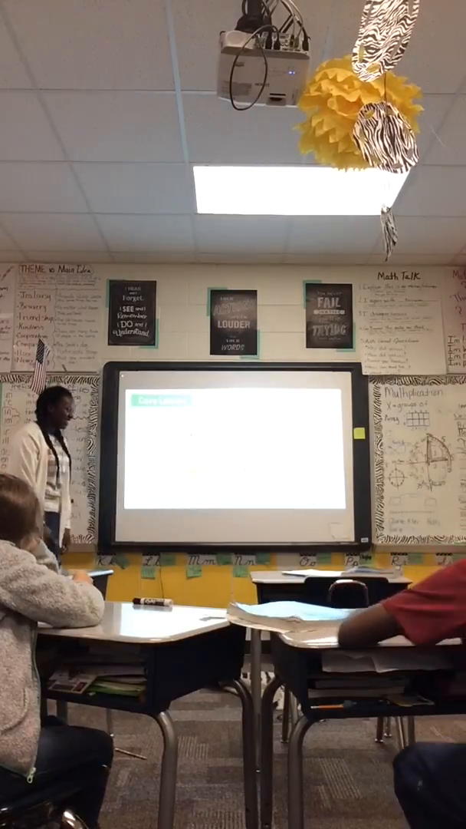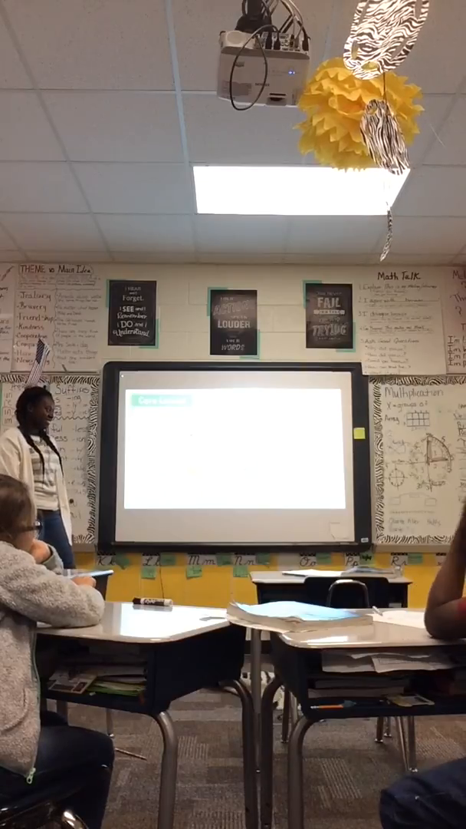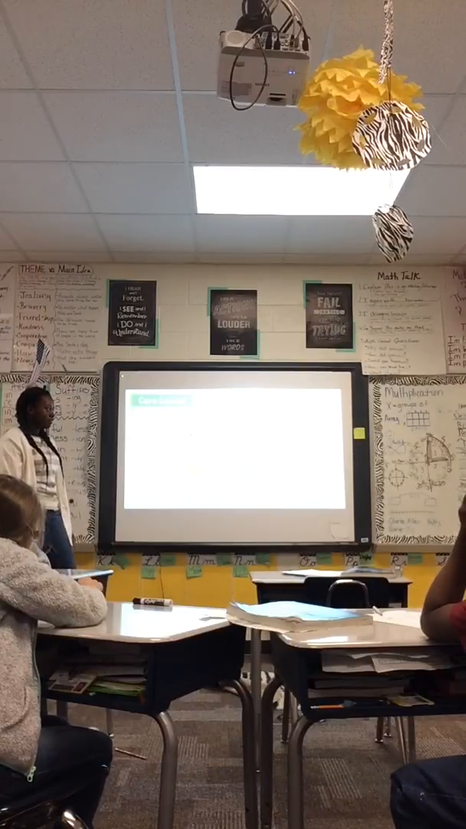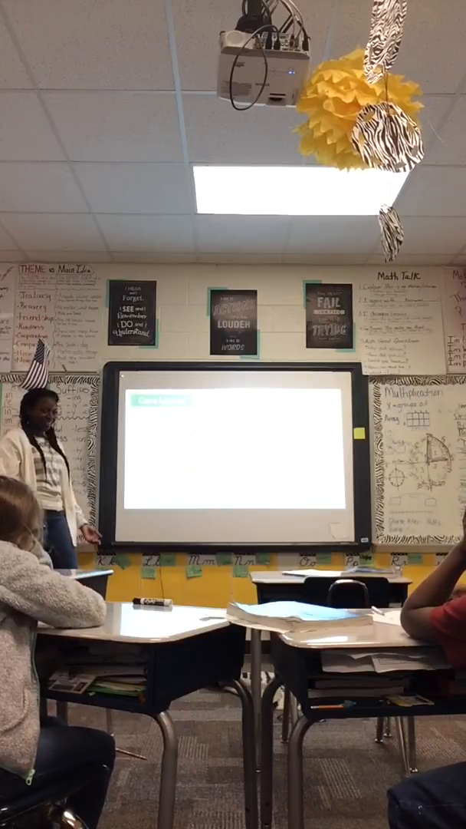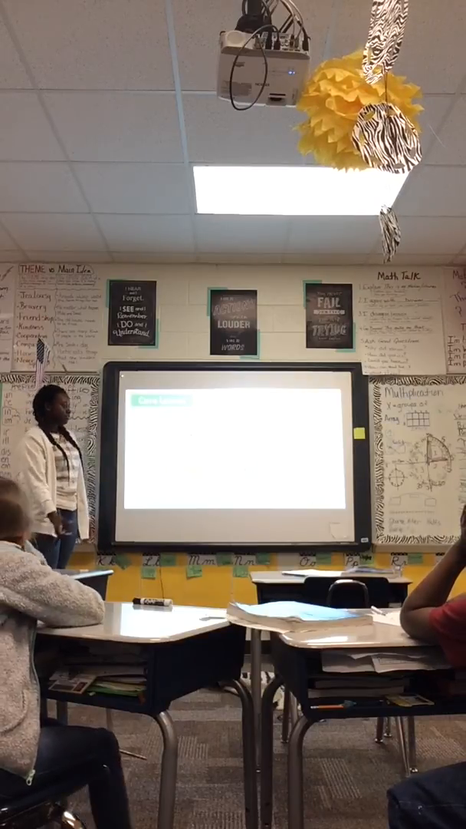Okay, now both sides of the scale are completely equal. Now we want to add 1 gram plus 1 gram plus 1 gram plus 1 gram, and we're going to get 4 grams. So the mass of this pencil is 4 grams.